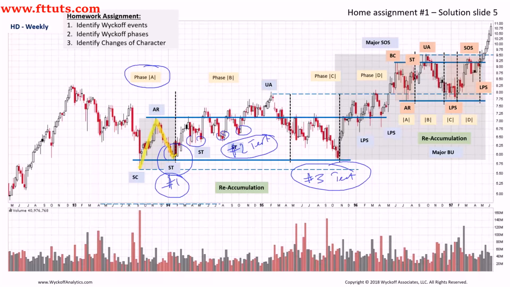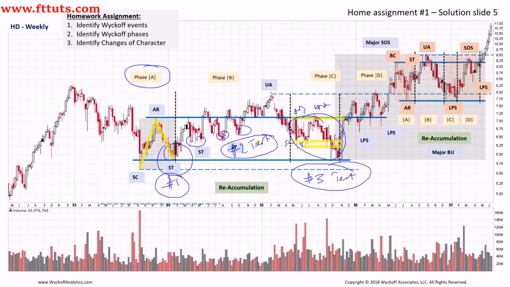So here is texture number 1 in phase A. Then we have a texture in phase C, which is basically a trading range of its own. We have a selling climax, automatic rally, secondary test, upthrust action, and then its own phase C. So this looks like its own formation.